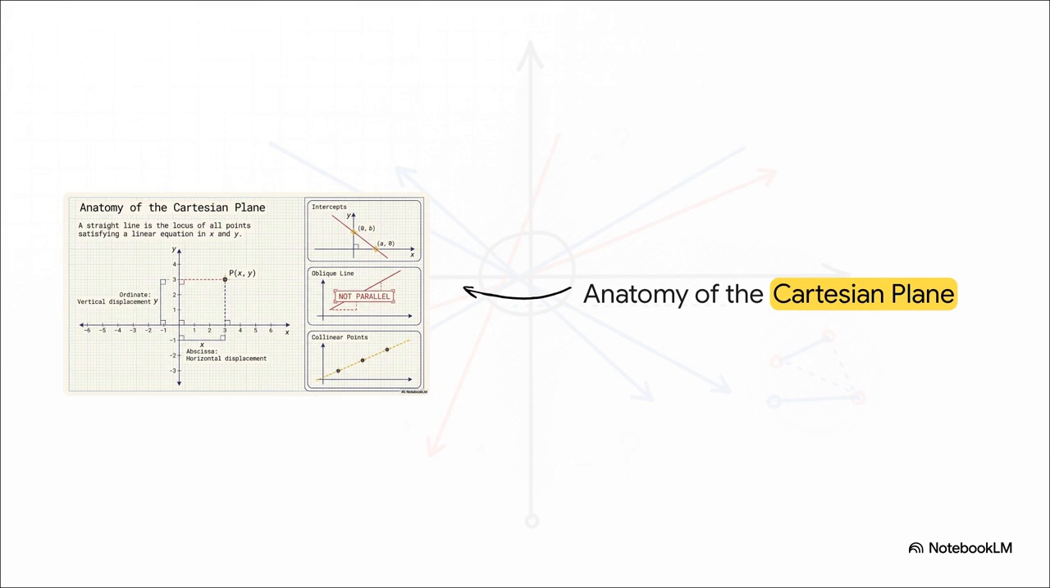On our foundational grid, a single point P is defined by its horizontal displacement, the abscissa, and its vertical displacement, the ordinate. But look over the panels on the right. When those points link up according to our algebraic law, they form lines that interact with this space in highly specific ways. They slice through the axes to create intercepts, they might skew across the grid as oblique lines, or they can simply align in perfect harmony as collinear points.